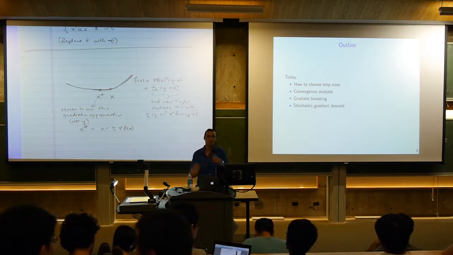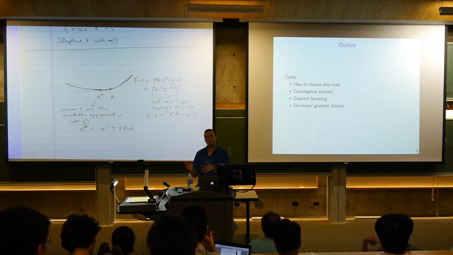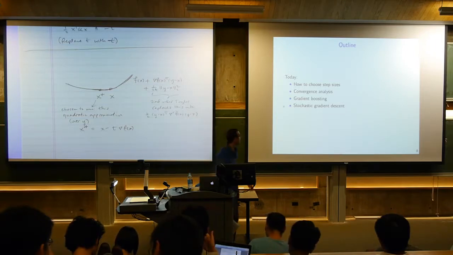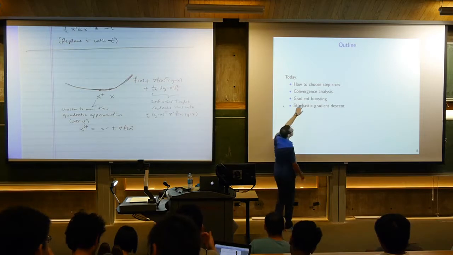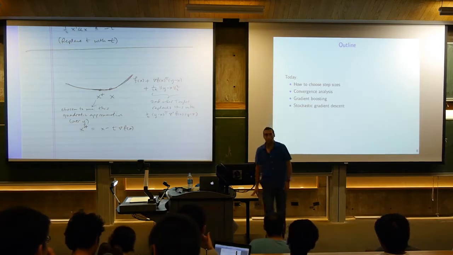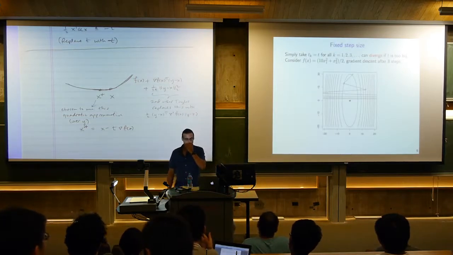And then when we talk about second order methods, we'll probably do a convergence rate analysis for Newton's method, just to give you an idea of the differences between second and first order methods. And then if I have time, I'll talk about gradient boosting, although that's not critical. That was just supposed to be a fun connection to machine learning. And I wanted to introduce stochastic gradient descent as well. So let's talk about how to choose these step sizes.